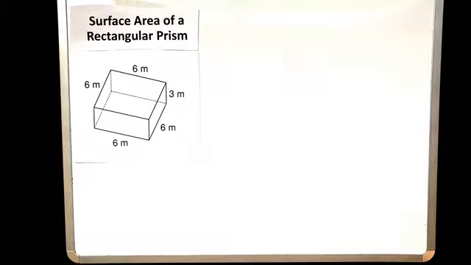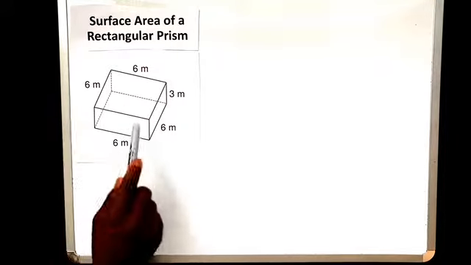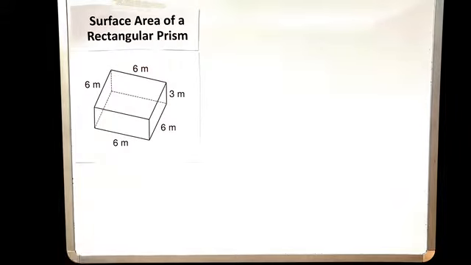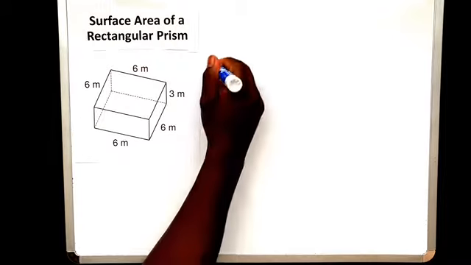So let's go ahead and get started. Now, there is a formula you can use to find the surface area of a rectangular prism, but I'm going to use a different approach. I'm going to use an approach where we basically calculate the area of each rectangle. And when we say the surface area, we're talking about the area of each of the faces in this rectangular prism. So let's go ahead and start with this.